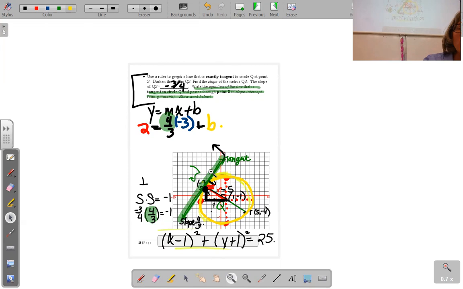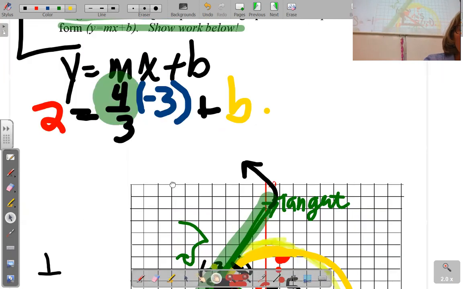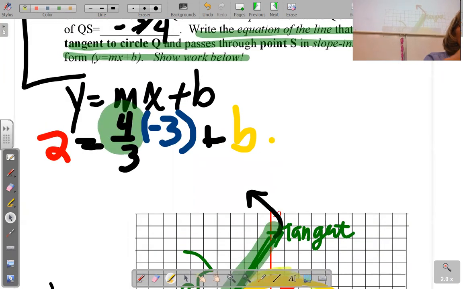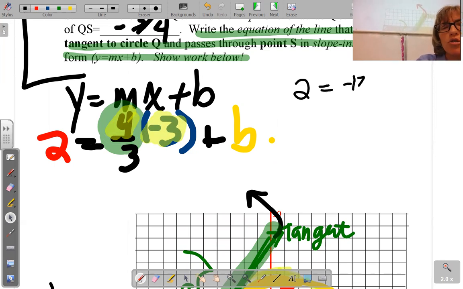Okay, we're going to solve for B. We're going to do it together. Ready? What's 4 times -3? Okay, 12. So I'm going to bring it over here. I'm going to have 2 equals -12 over 3 plus B.